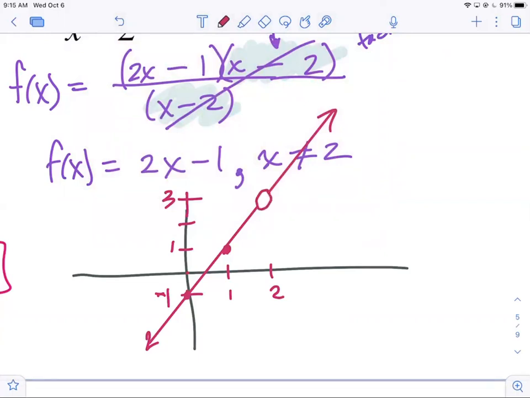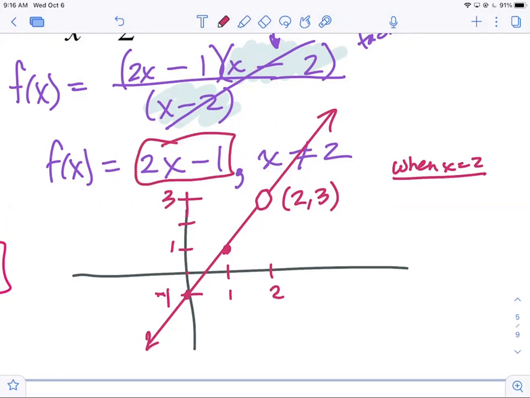Now, what point used to live there before Swiper swiped it? What was the coordinate that used to live there? 2, 3, right? How could we figure out the y value if we didn't just happen to stumble on it when we went up 2 over 1, up 2 over 1? When x equals 2, we can plug it into the equation of the line, right? We get 2 times 2 minus 1, which is 4 minus 1, which is 3.